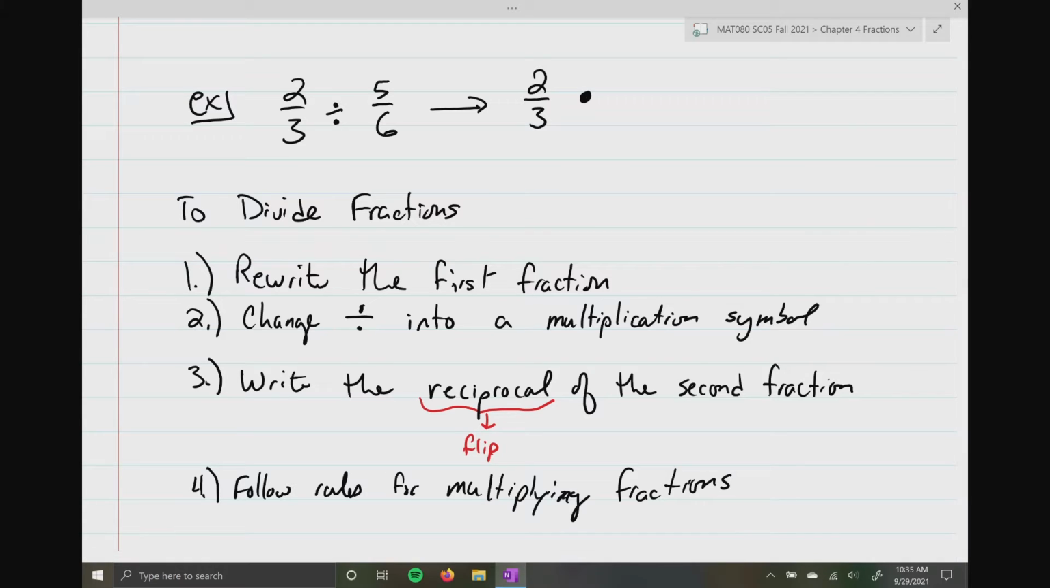5 over 6 turns into 6 over 5. Now, I follow the rules for multiplying. So that 2 is prime, it stays the same. The 3 is prime, it stays the same. That 6 is 2 times 3. And the 5 is prime, it stays the same.